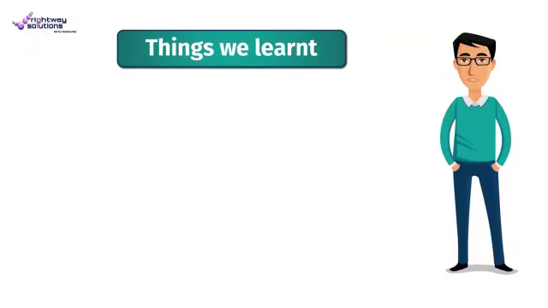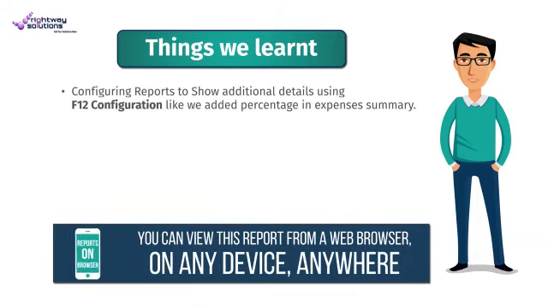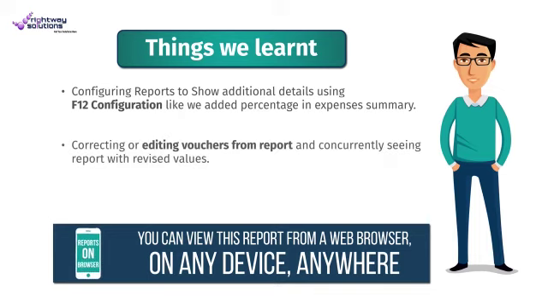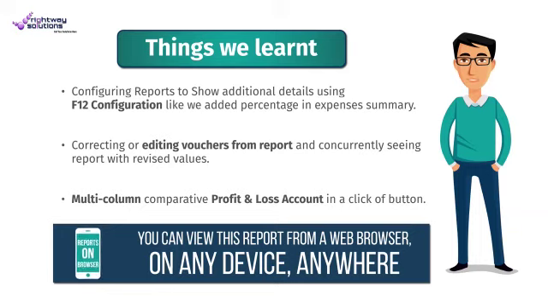Alright, here is a quick recap of what we learned. Configuring reports to show additional details using the F12 configuration, like we added percentage in expenses summary. Correcting or editing vouchers from report and concurrently seeing reports with revised values. And multi-column comparative profit and loss account at the click of a button.